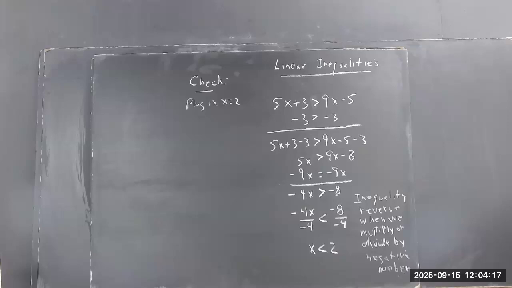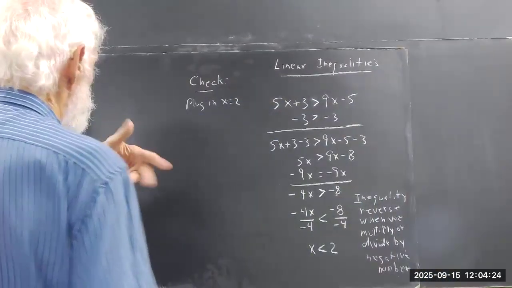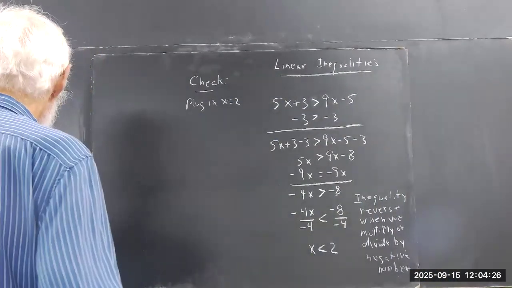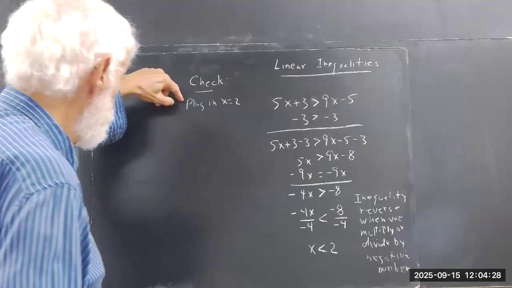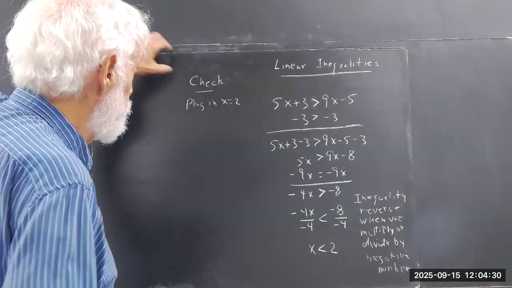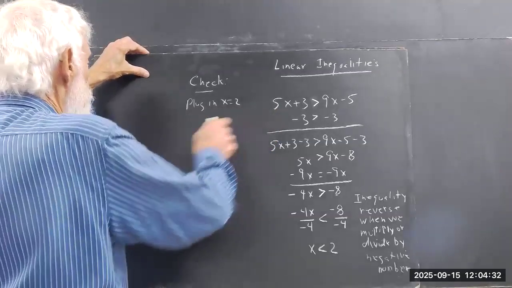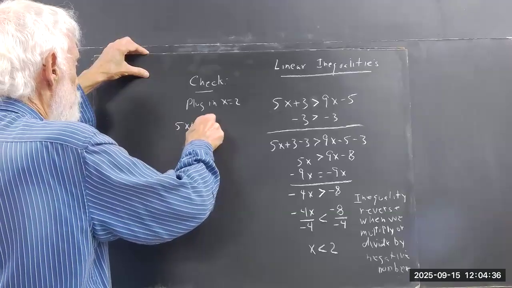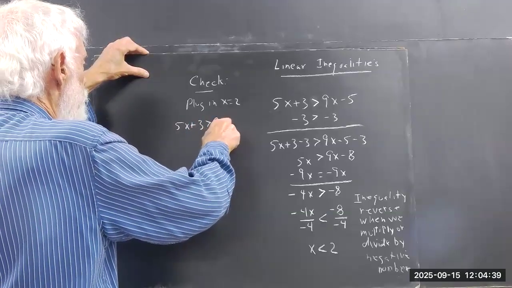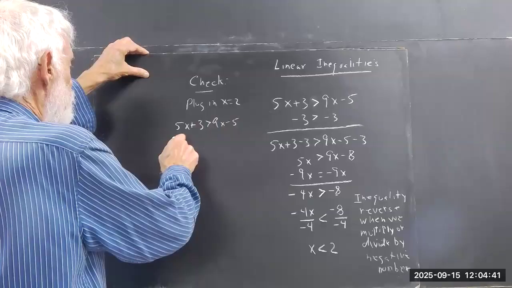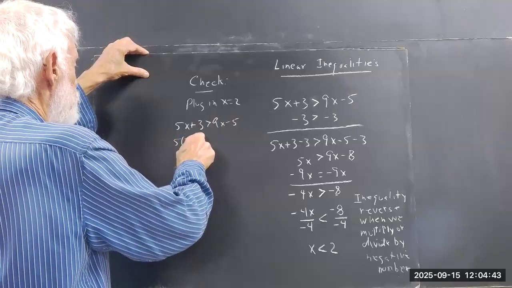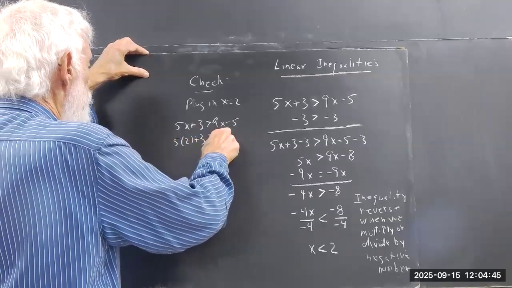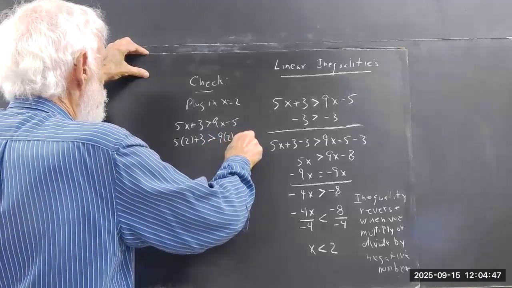Okay, we plug in x equals 2. Let's write it out. We have 5x plus 3 greater than 9x minus 5. 5 times 2 plus 3 is greater than 9 times 2 minus 5.